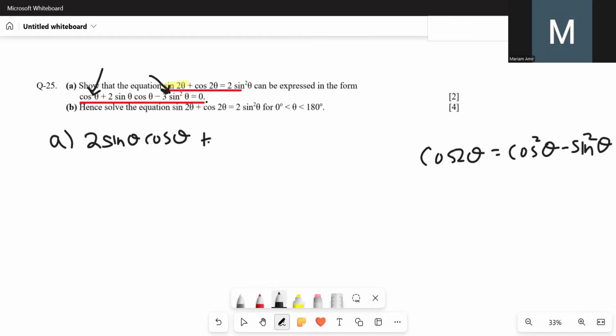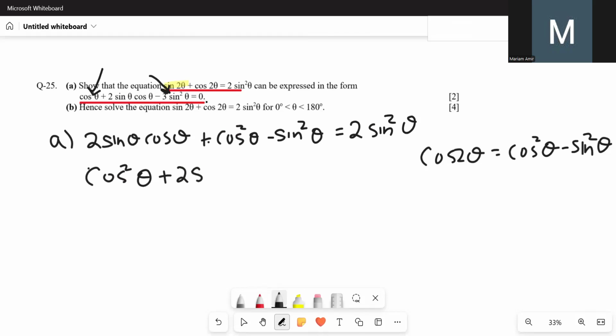So I'm going to replace cos 2 theta with cos square theta minus sine square theta, and equals to 2 sine square theta. Move everything to the same side and we get the required format. There's a cos square theta, I'm writing that first, then plus 2 sine theta cos theta, and then minus 3 sine square theta, and the first part is done, equals to 0.